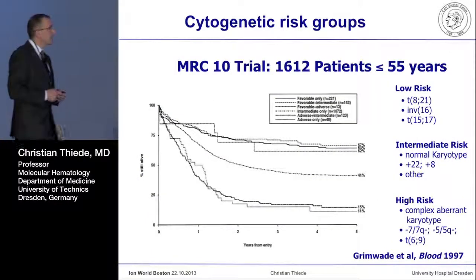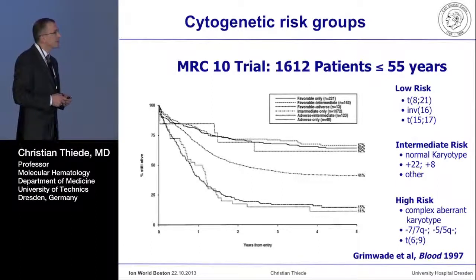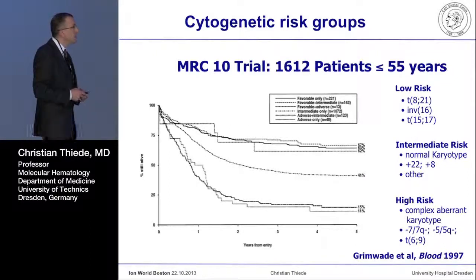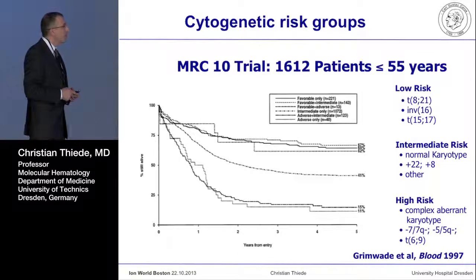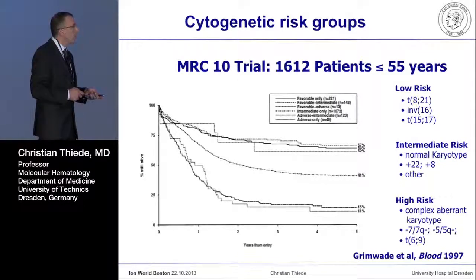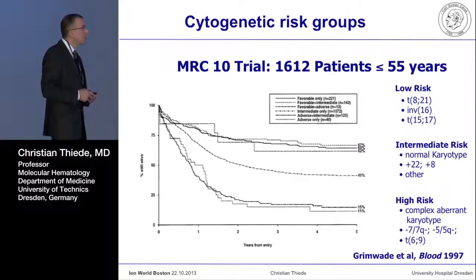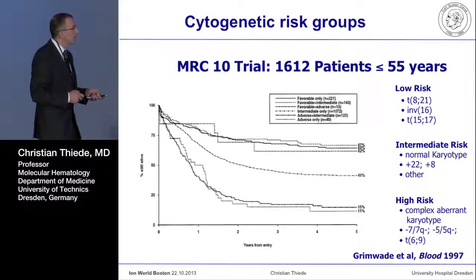With cytogenetic classification, we were able to sub-stratify the prognosis of patients into three major groups, namely the good risk population characterized by the CBF leukemias and the t(15;17) translocation, the APL. On the other side of the coin, there is the high-risk population, mostly characterized by the complex karyotype and the so-called monosomal karyotype. And in between, there is all the rest, mostly the normal karyotype population.